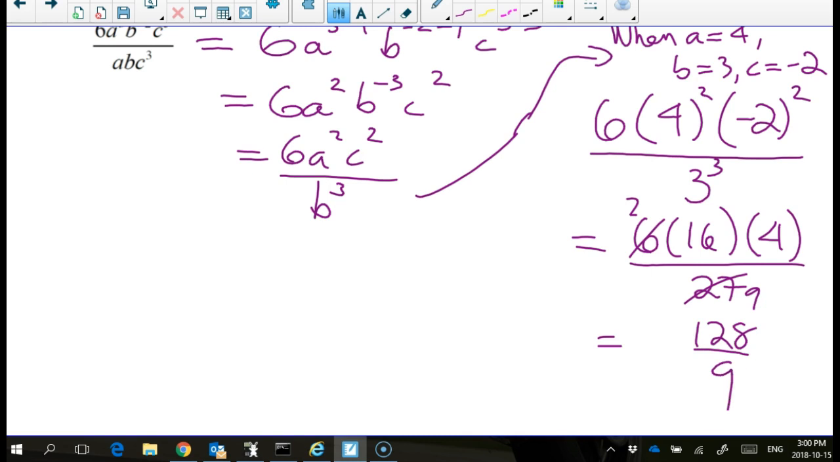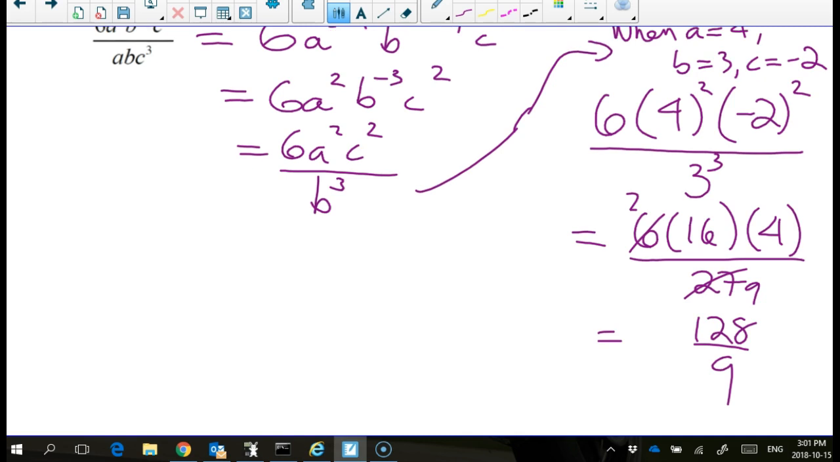At some point, you've got calculators. If you get 384 over whatever, just go 384 divided by whatever, math, enter, and it will give you the reduced fraction. So it's very easy to get down to a reduced fraction at the end if need be.